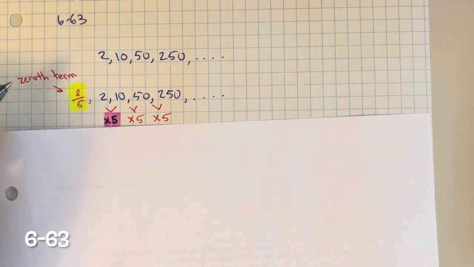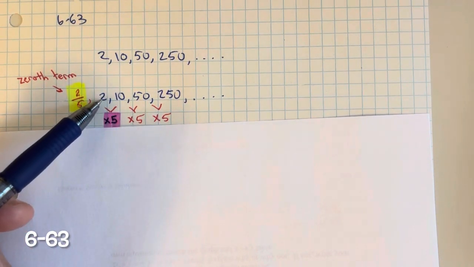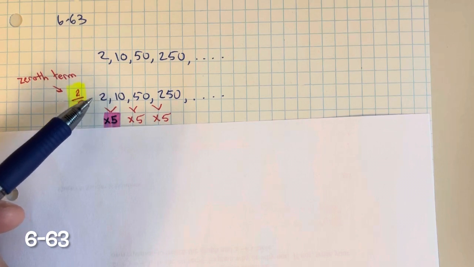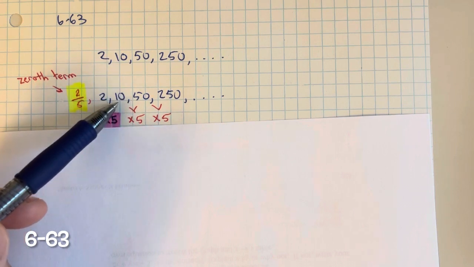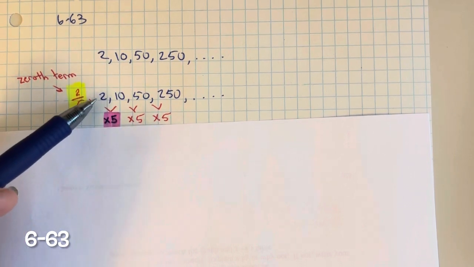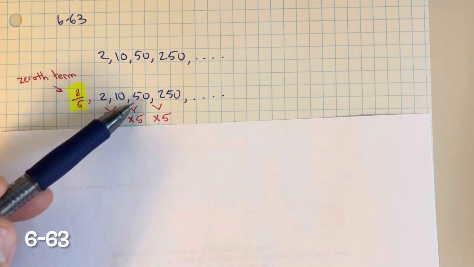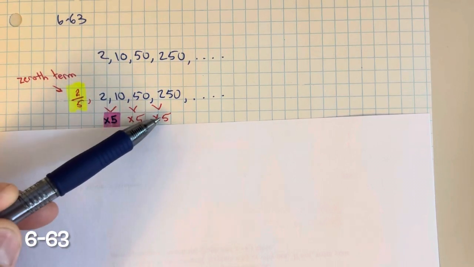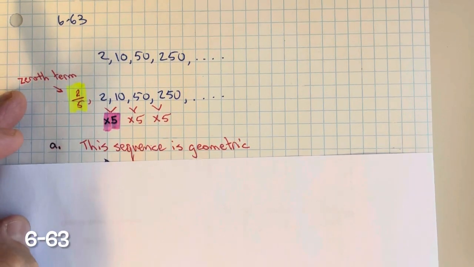For problem 663, given the sequence 2, 10, 50, 250, part A asks what kind of sequence is it? Well, you know it's increasing. So either you're multiplying or you're adding. And if I add 8 to 2, you get 10, but 10 plus 8 doesn't equal 50. So I know it's multiplying. So 2 times 5 is 10. 10 times 5 is 50. So it's increasing by multiplying by 5. So that is a geometric sequence.